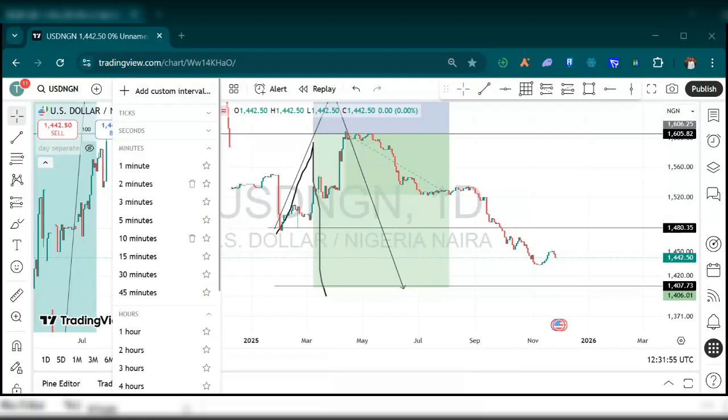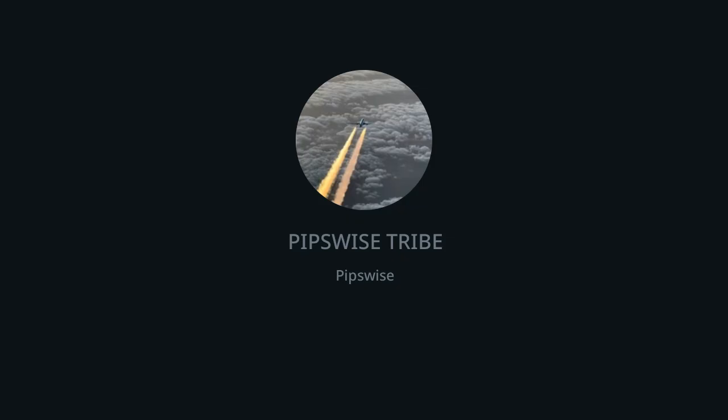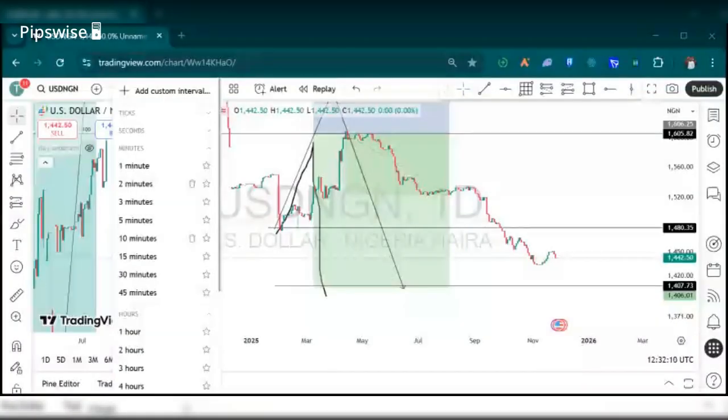So now I'm expecting it to still come down to 1.4, because that is where my TP is, and it has been dropping ever since. I did this analysis a very long time ago. So what am I expecting?